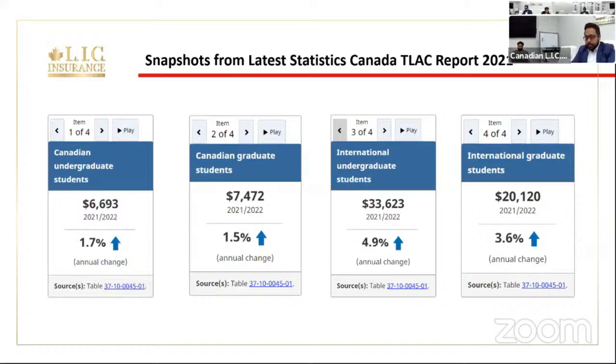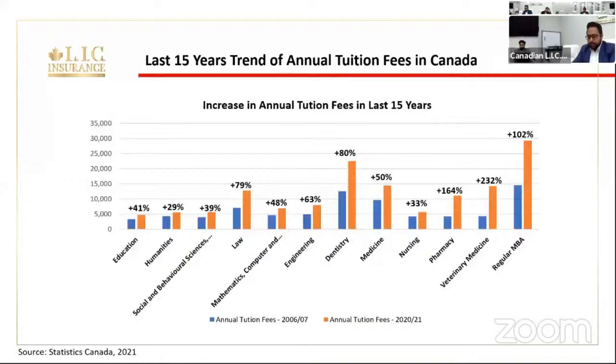But what comes further, as I was saying, this is a year-on-year increase in the fees. But when we go further and see the last 15 years of trend in tuition fees across the different courses and streams, like law, engineering, dentistry, regular MBA courses, we are seeing an increase in the last 15 years of somewhere between 29% to 232%.